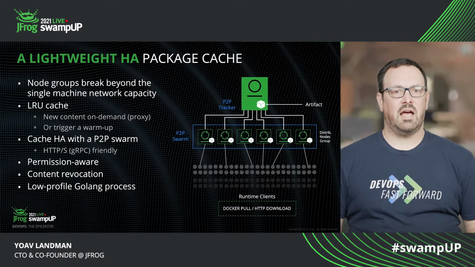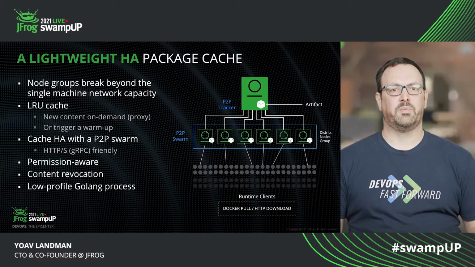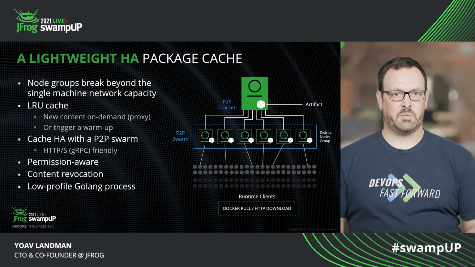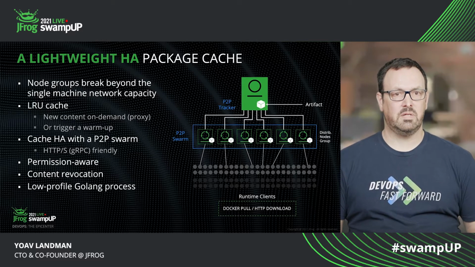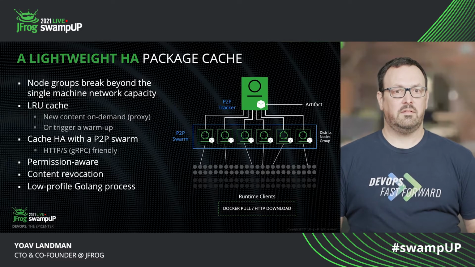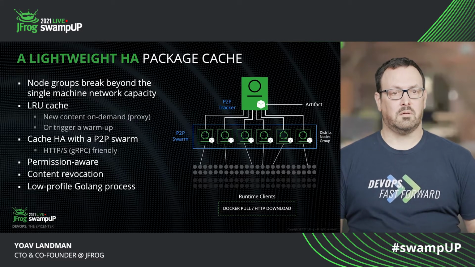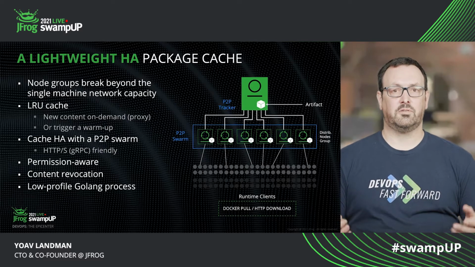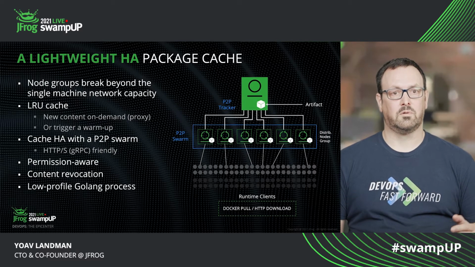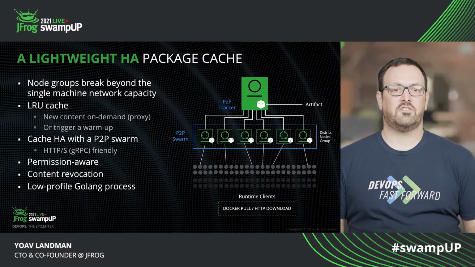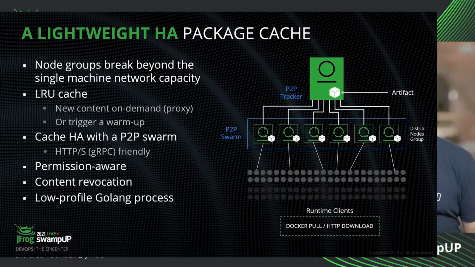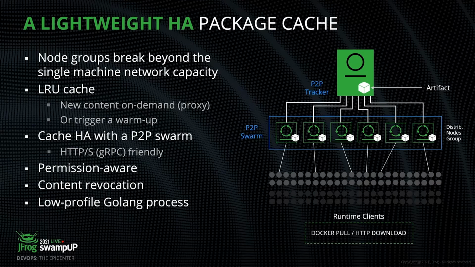The cache itself is highly available, and we achieve that through P2P. So it's a JFrog specific P2P protocol. It's not the BitTorrent protocol. It's a gRPC firewall-friendly based protocol. And it's permission aware, so content is distributed based on security permissions. We allow you to have content revoked, so to do content revocation. And all this is just a very, very lightweight Golang process, meaning it can run on a very low spec hardware as well.